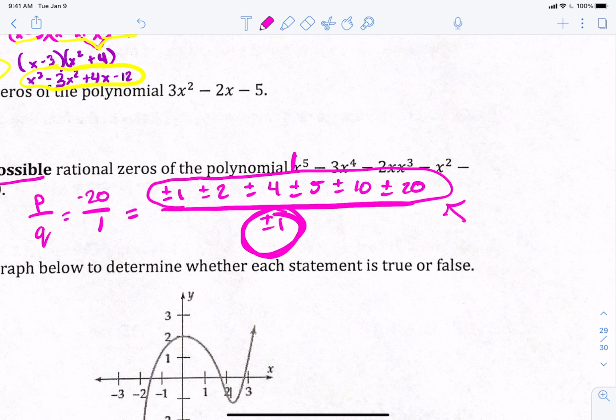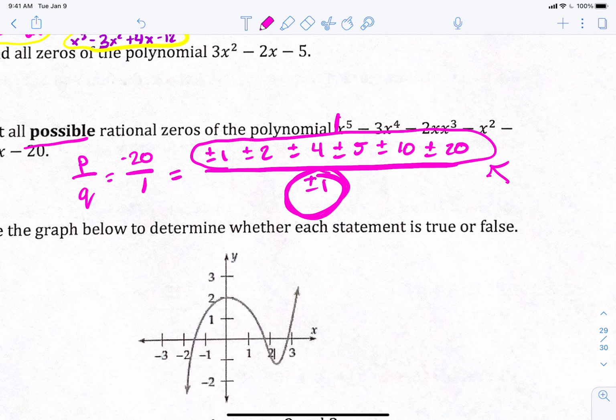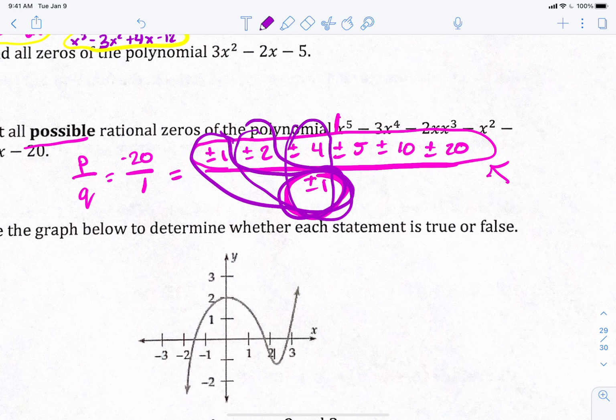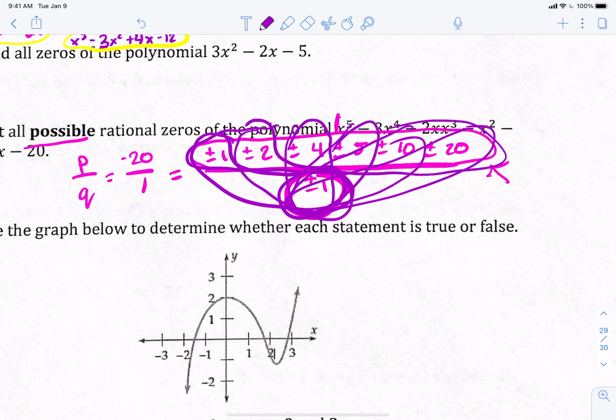So it's just those? It's just those. I just want the possible ones. Technically, the number on the bottom is 1, right? So it would be 1 divided by 1, which is just 1. 2 divided by 1, which is just 2. 4 divided by 1, which is just 4. 5 divided by 1, 10 divided by 1, 20 divided by 1. Anything divided by 1 just stays itself, so it's basically this top list right there. The possible ones.